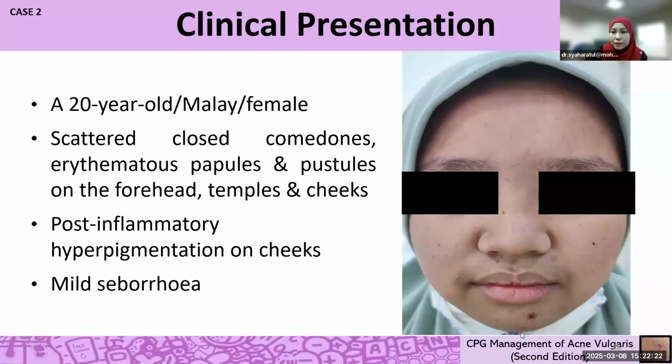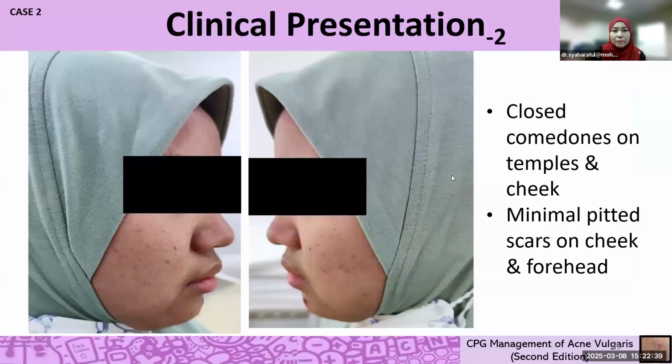She has mild seborrhea. Seborrhea is something that we also ask our patients about, and certain patients will say that their skin is oily, but only in certain areas. Most of the time, they will say it's the T-zone that is oily. This is the side profile. You can see clearly all the closed comedones, and she also has a lot of scarring. Pitted scars on the cheeks and also on the forehead. So you can see post-inflammatory hyperpigmentation, scarring, comedones, and papules.